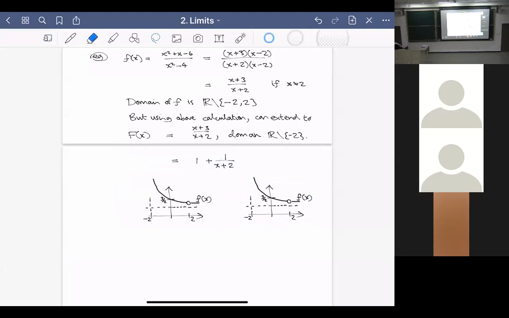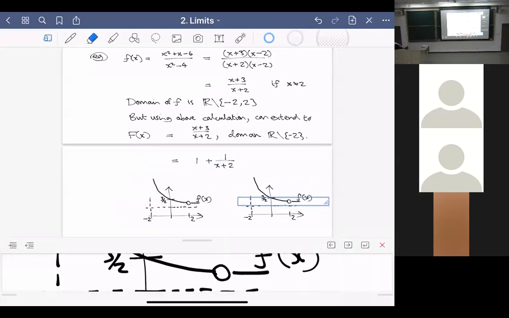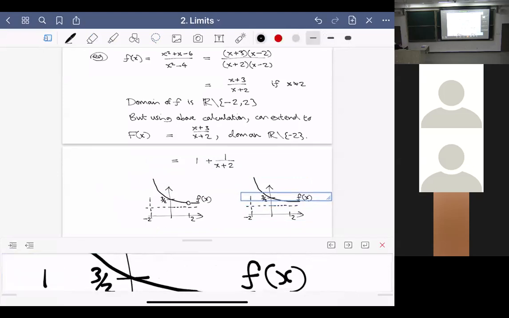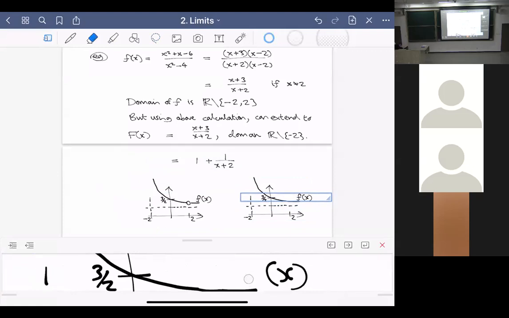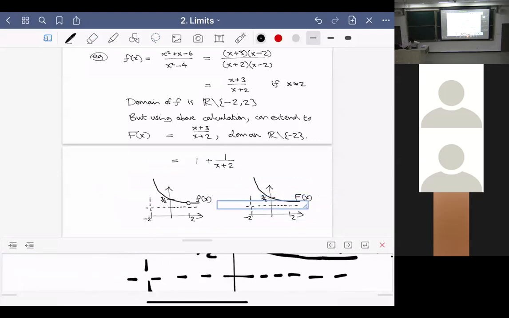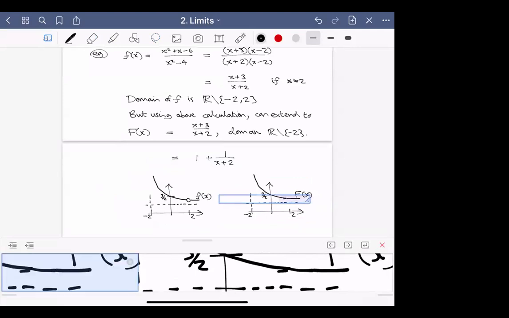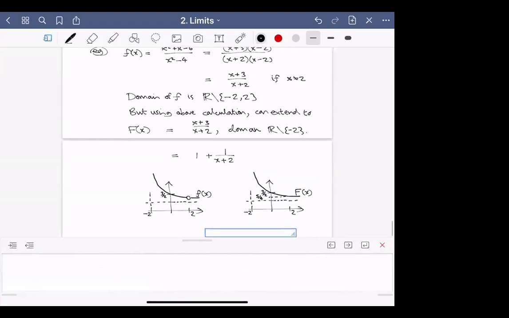But this capital F(x) that we've defined actually equals 5 over 4 at this point. So this is now 5 over 4. Okay, so we see the difference in the two domains.